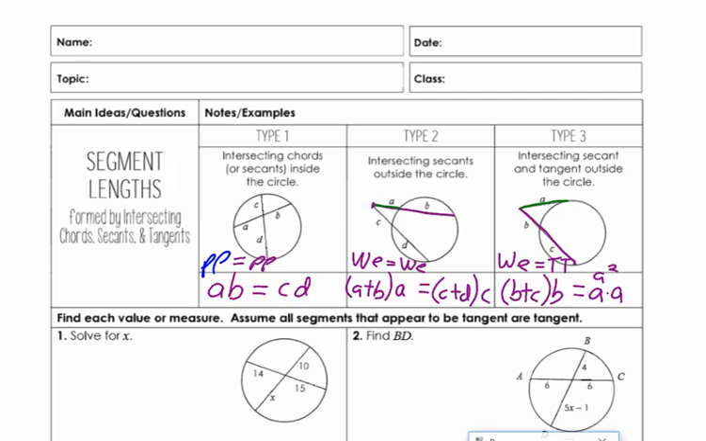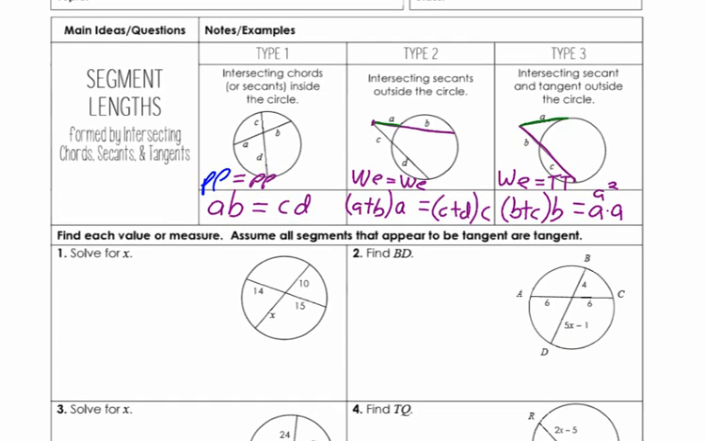So we're going to take a look at a couple examples in this video, then we'll split it up and we'll look at some other examples in the next video. So in this video, we're going to look at examples of PP, or type 1, where your chords are intersecting inside the circle. And for all of these, what you're going to determine is where your point of intersection is. Is it inside the circle or is it outside the circle?